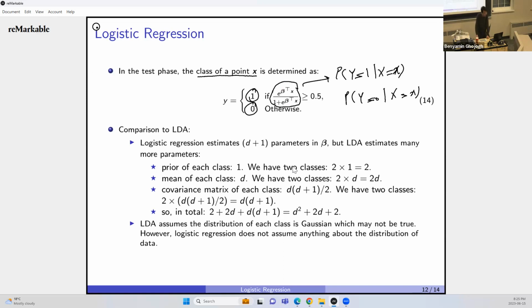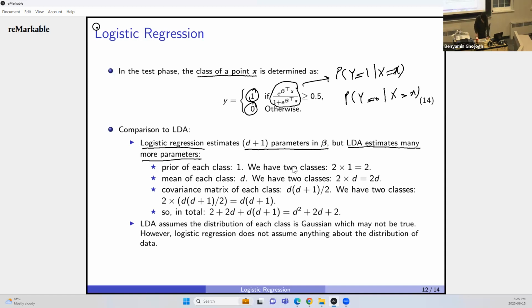Okay, now comparison to LDA. Logistic regression estimates d plus 1 parameters in beta, right? Do you remember? Beta has d plus 1 values. So we have d plus 1 optimization variables. However, LDA estimates many more parameters.